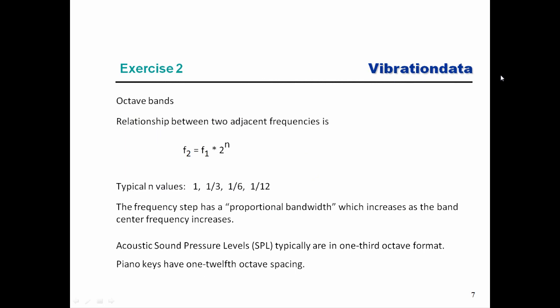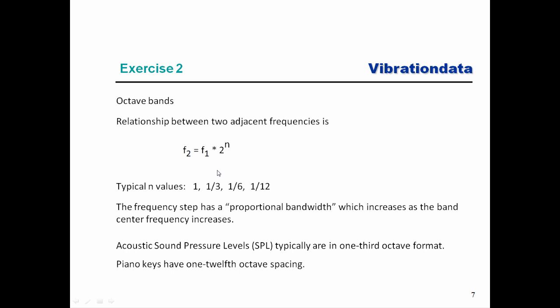Okay, now another thing we can do is convert our data into octave band formats. We've talked about octaves earlier in this series of webinar units. So here's the formula between two adjacent frequencies. You could have two side-by-side frequency bands, and F2 could be the center frequency of the higher band, and F1 could be the center frequency of the lower band. So we take our lower frequency, we multiply by 2 to the nth power, and n is typically 1, 1/3, 1/6, or 1/12, and that will give us the next, adjacent frequency.